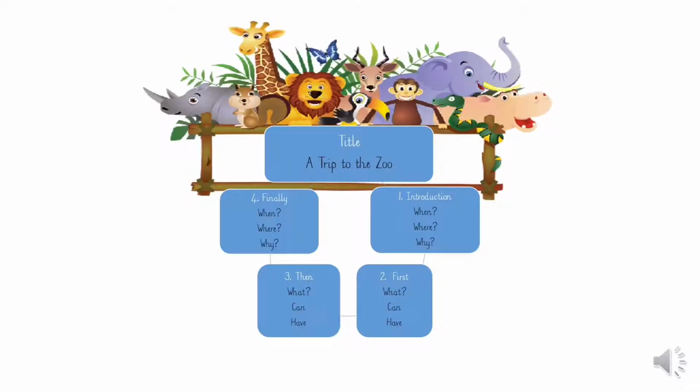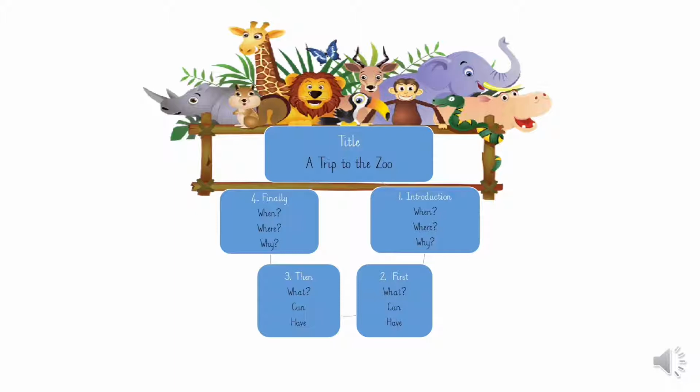Good morning, grade twos. Today you are going to be writing your own story about a trip to the zoo. Before you start your story, you need to plan it. You will find an example of a graphic organizer on Dojo, or you can make your own. Today's story needs to have 4 paragraphs.